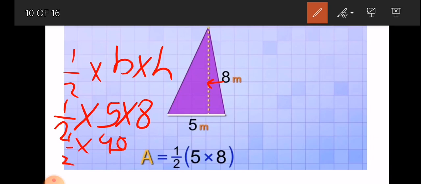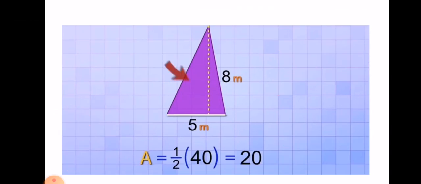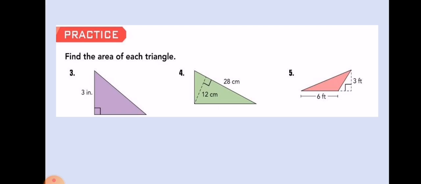Multiply by half, so put here 1 down. So 1 times 40 will give 40 over 2 equals 20. So the answer is 20 meter. Meter what? Squared, because it's area. Here it is. Okay, let's do the practice from your book.